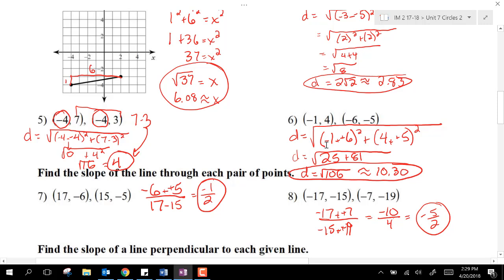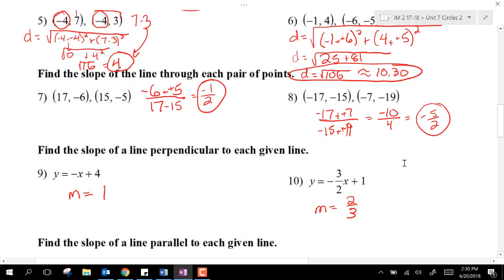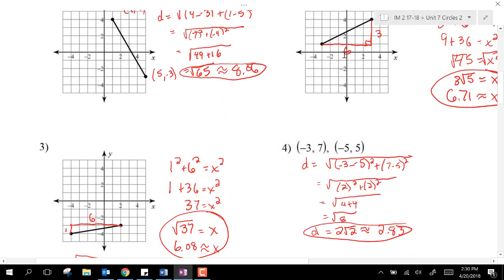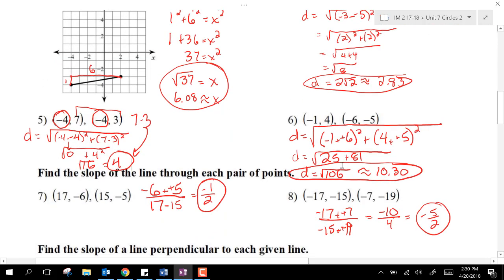So we have distance here, negative 1 minus negative 6, which turns into plus 6. 4 minus negative 5, which turns into plus 5. 4 plus 5 is 9, 9 squared is 81. Negative 1 plus 6 is 5, 5 squared is 25. So we add them up. Square root of 106, which is approximately 10.30. So that's how you find distance between 2 points, either drawing a right triangle or using the distance formula.